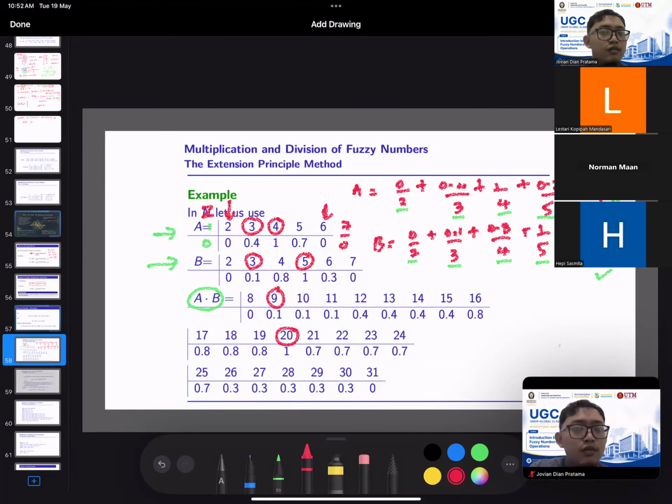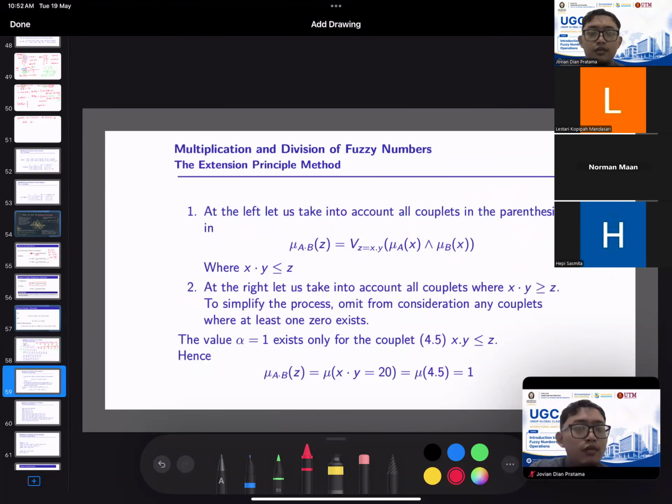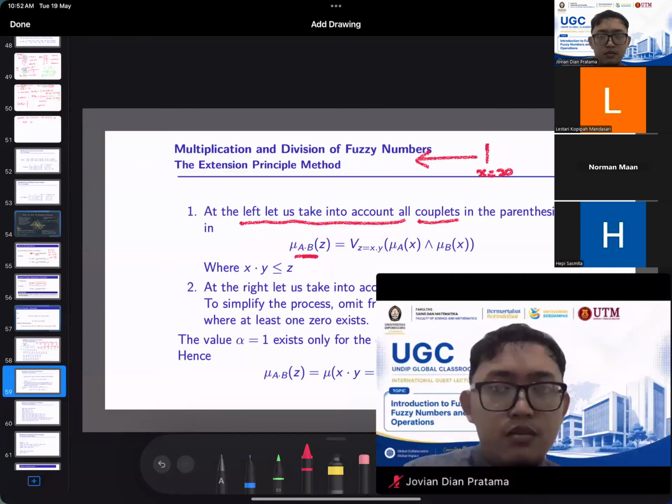So where you use this one, okay? You look into this formula. At the left, let us take into account, meaning that you have just now your x equal to 20. When we talk about the left, meaning less than 20. Okay, let us take into account all couplets in the parentheses when you multiply here.